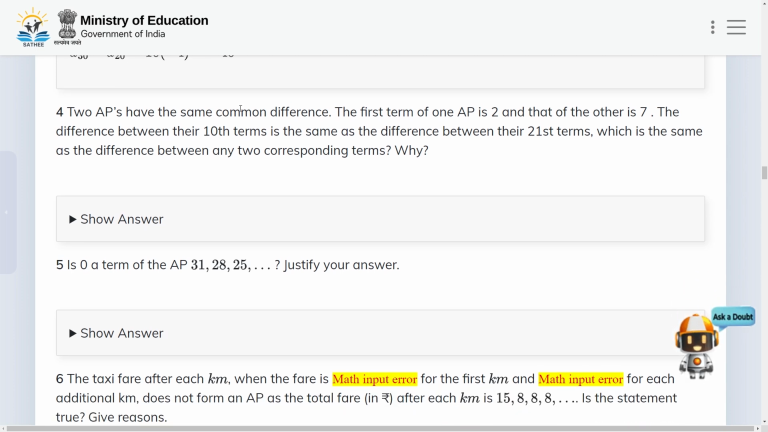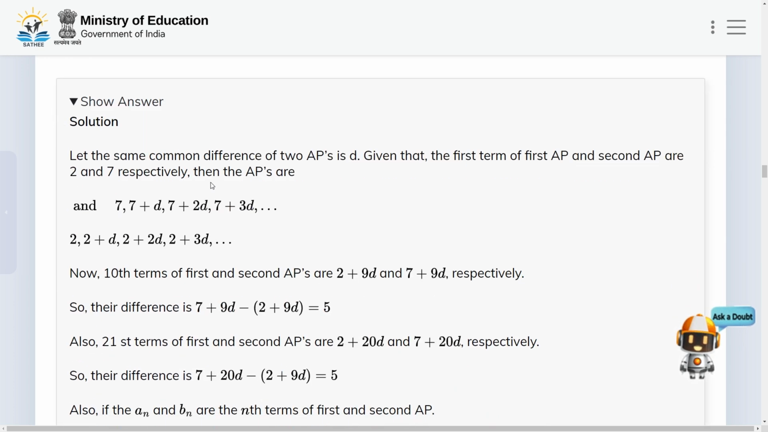In the next question, we have two APs with the same common difference, and the first term of one AP is 2 and that of the other is 7. The difference between their 10th terms is the same as the difference between their 21st terms, which is the same as the difference between any two corresponding terms. So let us see how to solve it.